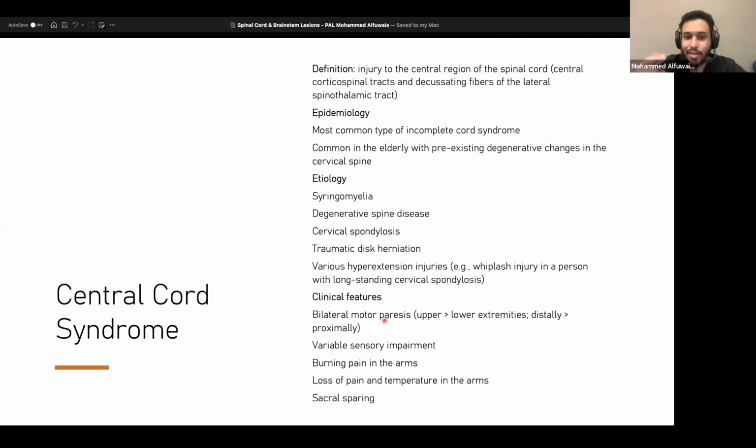In terms of presentation, it's either a child, a baby, who has syringomyelia or a Chiari type 1 malformation, or you'll have an elderly patient who had a whiplash type of injury and later presents, saying she can't feel anything, or he can't feel anything in terms of pain sensations in the upper limb, in the hands, but in the legs, it's normal. Okay, so that's central cord syndrome.